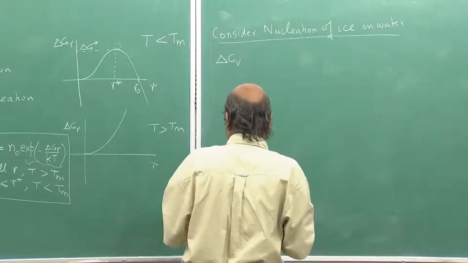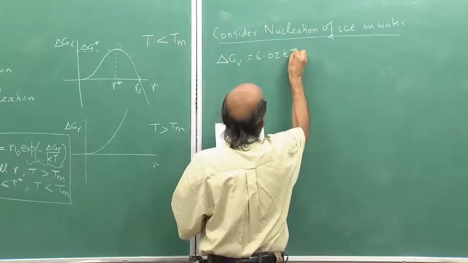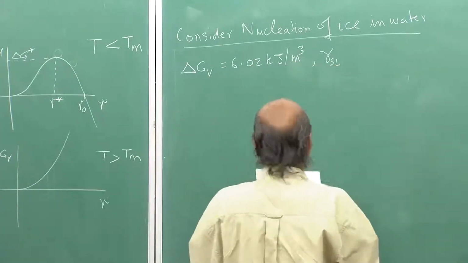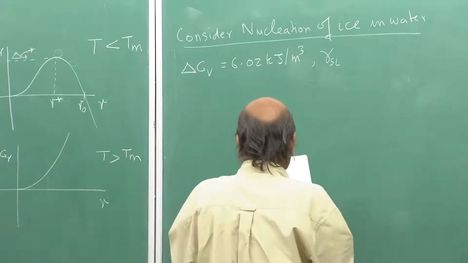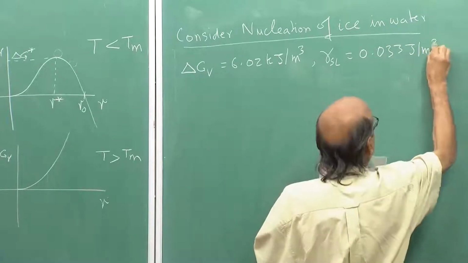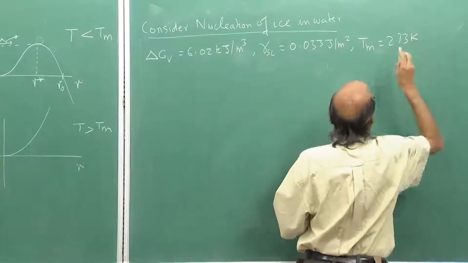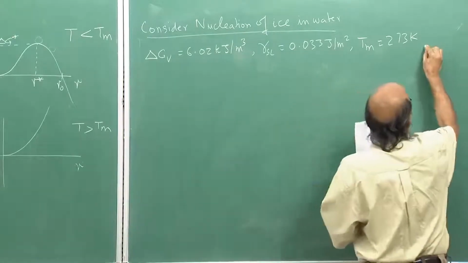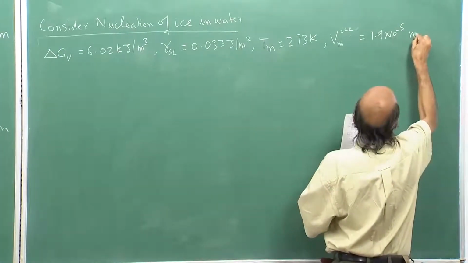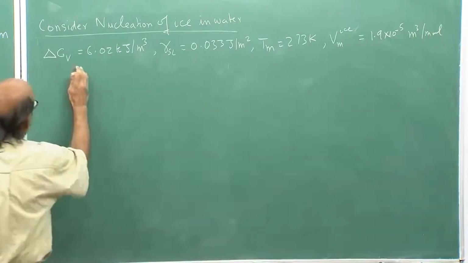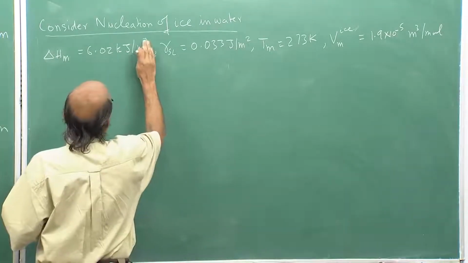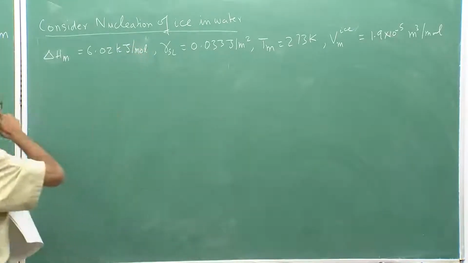The change in the bulk free energy per unit volume is 6.02 kilojoules per meter cube. The interfacial free energy gamma SL is equal to 0.033 joules per meter square. Of course, Tm for water is 273 K or 0 degrees centigrade, and the molar volume of ice is 1.9 into 10 to power minus 5 meter cube per mole. This should be delta Hm, the change in enthalpy per mole, 6.02 kilojoules per mole.